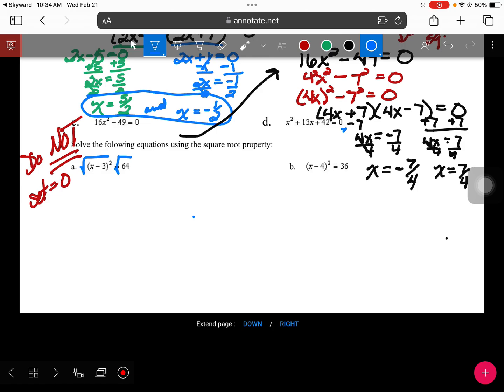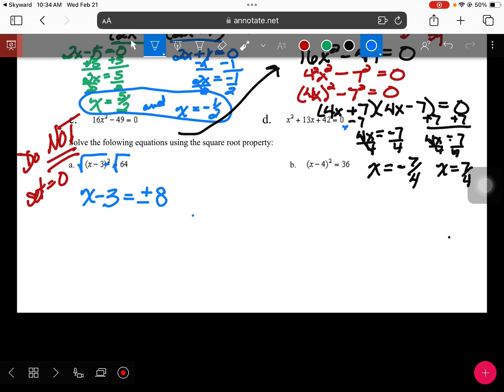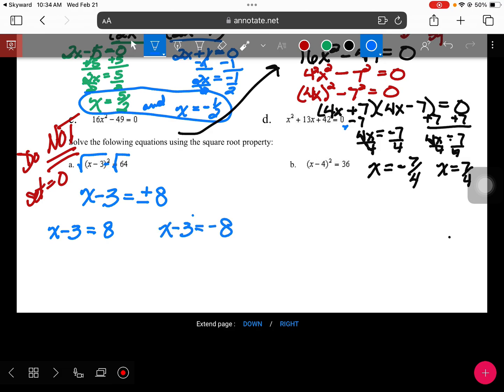And the square root of something that is squared gives you what is in parentheses to begin with. And usually when you take the square root of something, you take the positive, but in this case, we take the positive and the negative values. So x minus 3 equals positive 8, and x minus 3 equals negative 8. And then you solve for both. Okay?